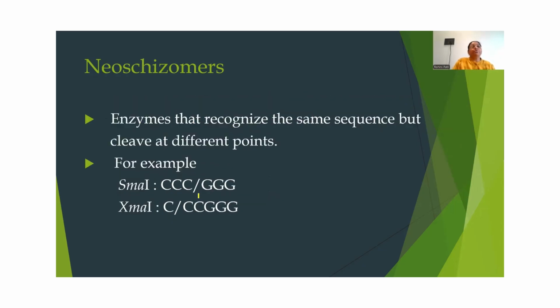Second one is neoschizomers. Neoschizomers recognize the same sequence, but cleave at different sites, or different points. Here is an example of SmaI and XmaI. The recognition sequence is the same, CCCGGG. SmaI cuts in between the C and the G, but XmaI cleaves in between the CC. So these are called neoschizomers.